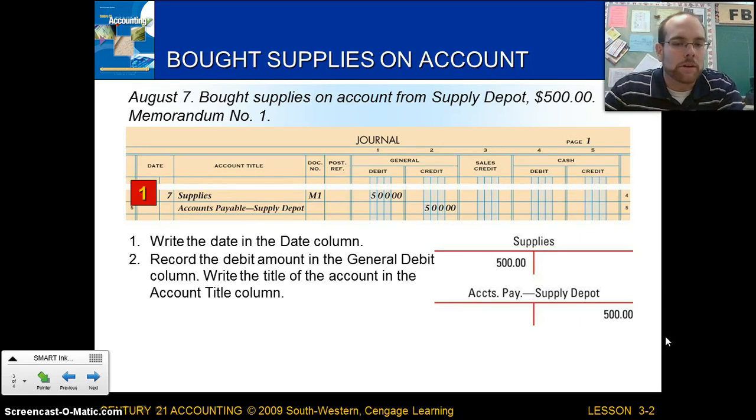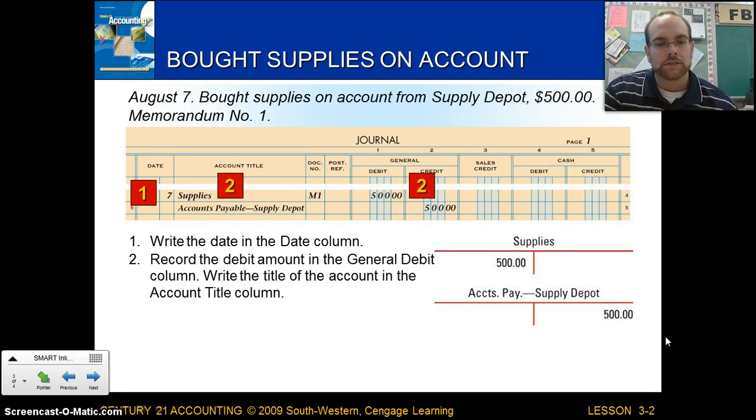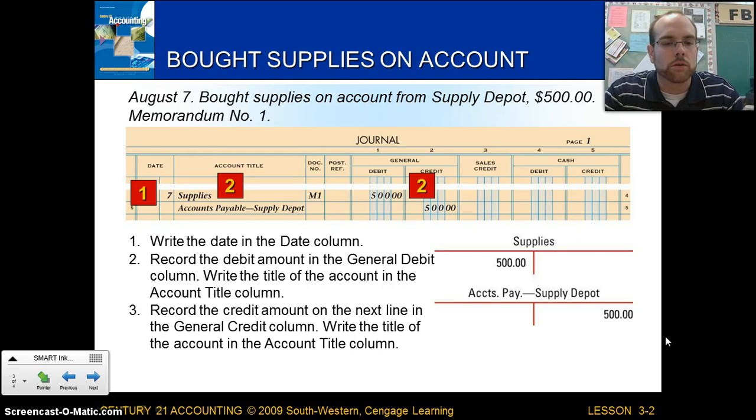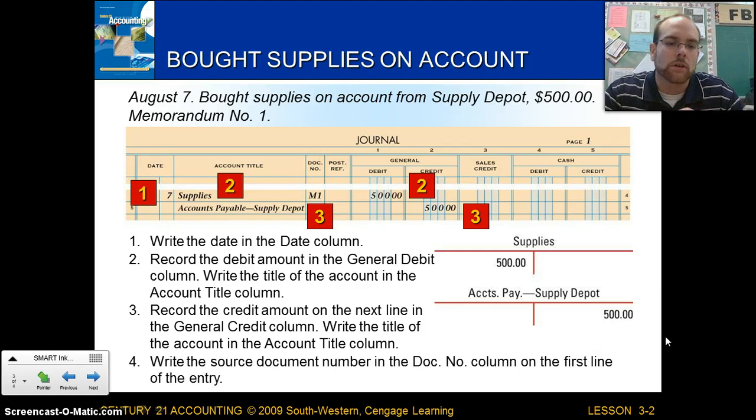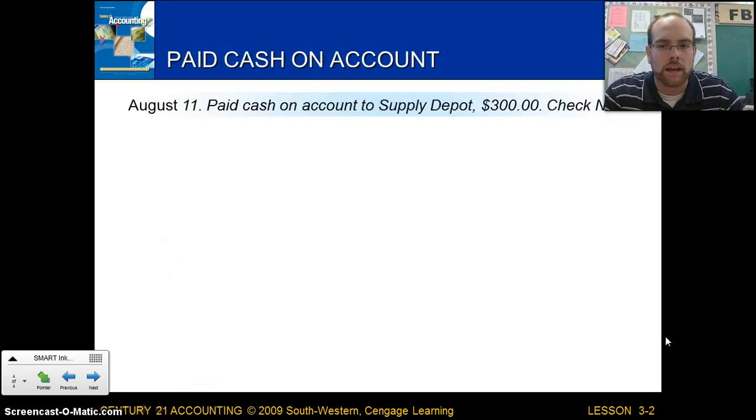The second thing is we record the debit amount in the general debit column, and then we write the title of the account in the account title column. So supplies is the one that's going up, that's going to be debited in this situation. For every debit, we must have a credit. So for the third step, we record the credit amount in the next line in the general credit column, and we write the title of the account in the account title column. So we take a look, and we have that: accounts payable to Supply Depot, and then we credit it for $500. Still equaling out for our debits and credits. Then we write the source document number in the document number column, and that comes out to be M1 for memorandum number 1. Moving on to the next transaction, where we paid cash on account.